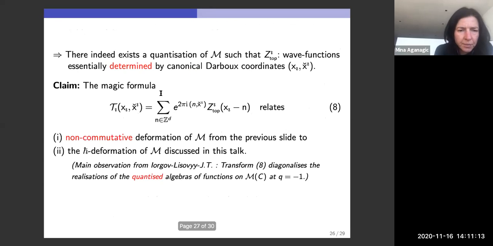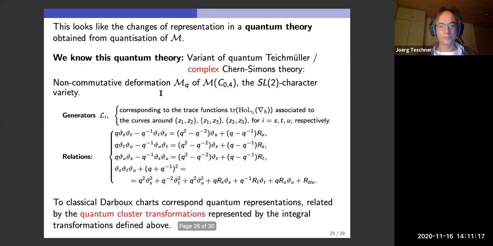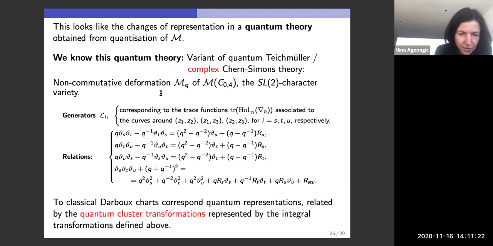Then can you explain this a bit more, or like what it is? Good. So how do I translate these relations into the ones you had on the previous page?